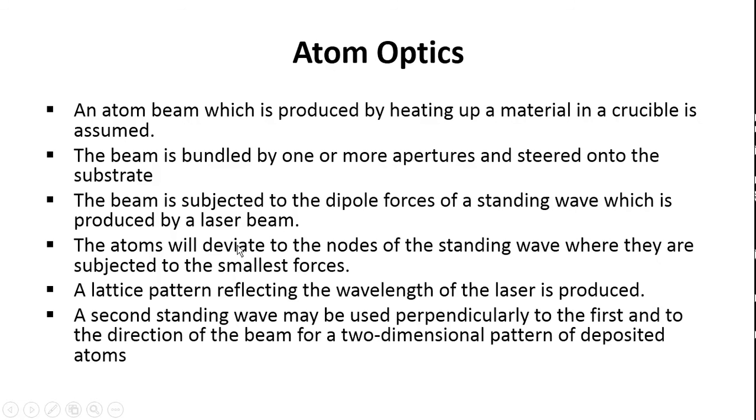The atoms will deviate to the nodes of the standing wave, where they are subjected to the smallest forces. A lattice pattern reflecting the wavelength of the laser is produced. A second standing wave may be used perpendicularly. That is, one is for the horizontal variation, another is for the vertical variation. The second standing wave may be used perpendicular to the first and to the direction of the beam, for a two-dimensional pattern of the deposited atoms, so that this pattern could be seen upon the surface of the material.